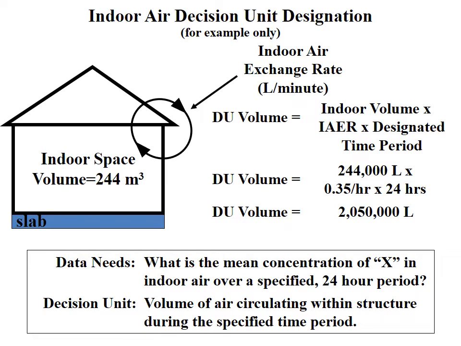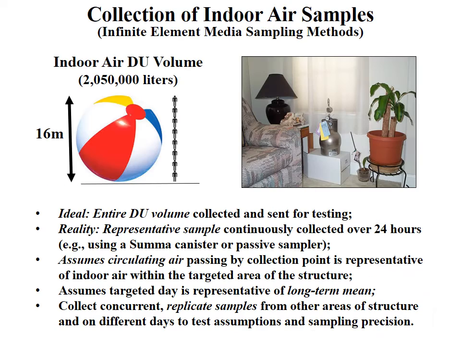So what we need now, from a data standpoint, is the mean concentration of X. Maybe it's tetrachloroethylene or some other volatile chemical in indoor air for this targeted DU volume of 2,050,000 liters. So how do we do this?